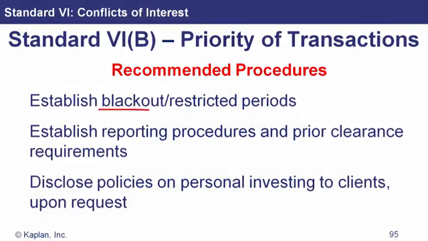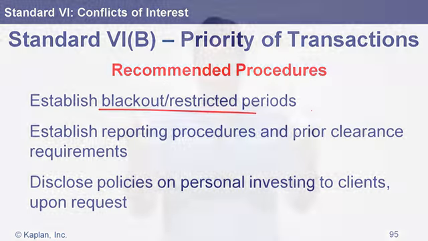Recommended procedures for priority of transactions. Okay, establish blackout or restricted periods. Again, we have some sort of knowledge about a security, some material, non-public information perhaps. Well, we're going to have a blackout period. You're an employee of this firm. You can't trade for this 30-day period or something, because we are on a mission to serve our client, and if we were trading here, we may be taking advantage of inside information or something like that.